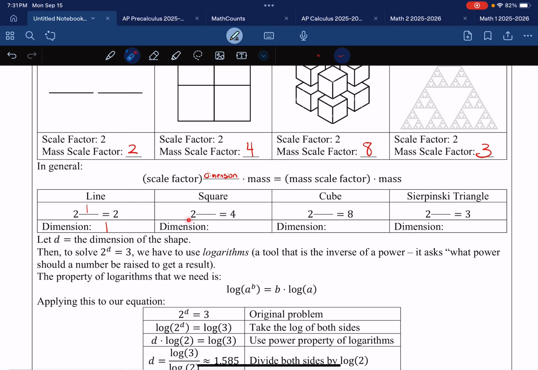Same thing for the square, right? So for a square, 2 to what power is 4? Well, 2 to the power of 2 is 4, therefore we're in the second dimension. For a cube, what power does 2 need to be raised to get to 8? Well, 2 to the third power is 8, therefore it's in the third dimension. And this is where things get a little bit wonky.